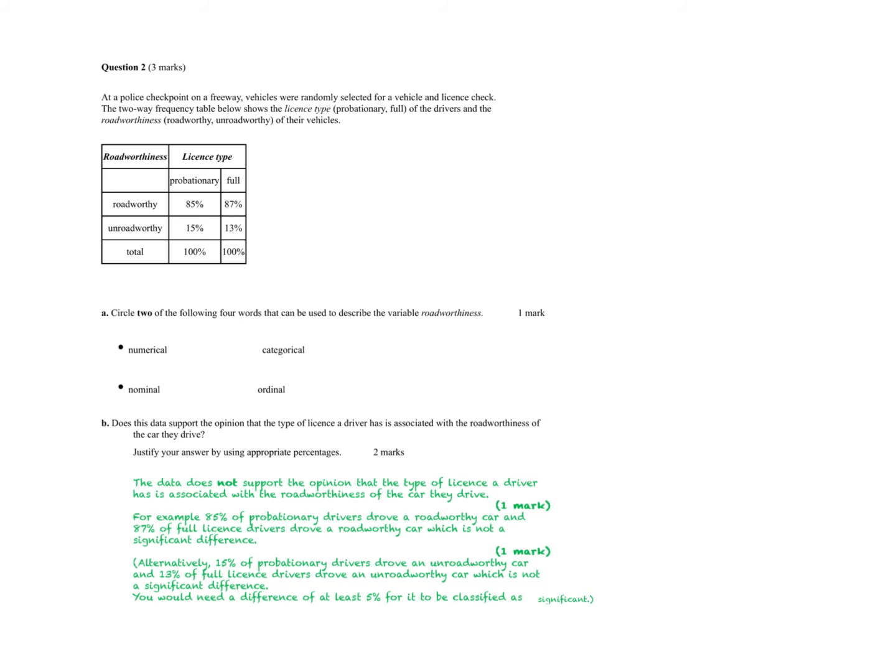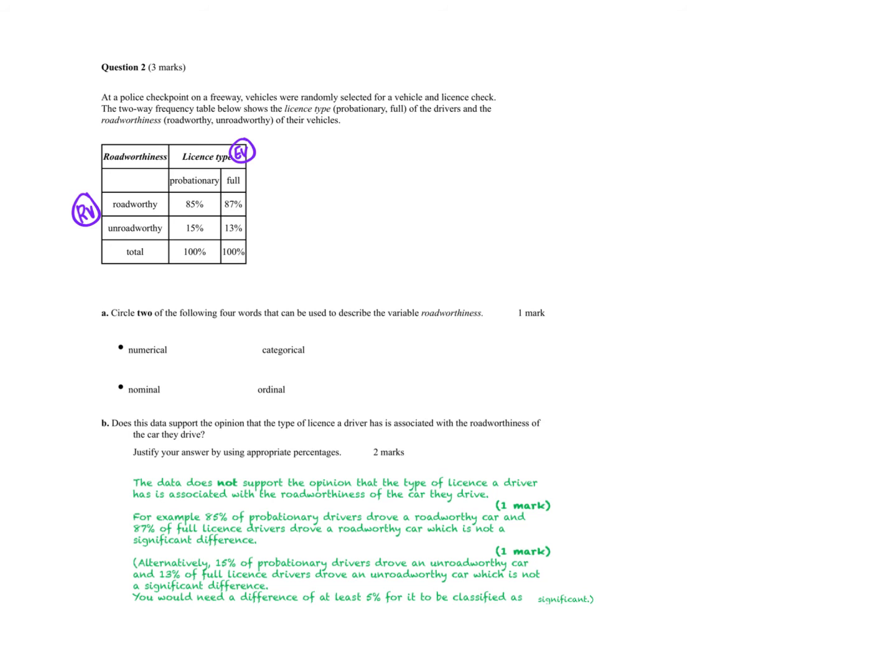Okay, so here we go on to an exam question. So at a police checkpoint on a freeway, vehicles were randomly selected for a vehicle and license check. The two-way frequency table below shows the license type, so whether they were P-plate or full driver, and whether they had a roadworthy or unroadworthy car. So the license type is the explanatory variable, and whether they have a roadworthy or unroadworthy car, that's the response.